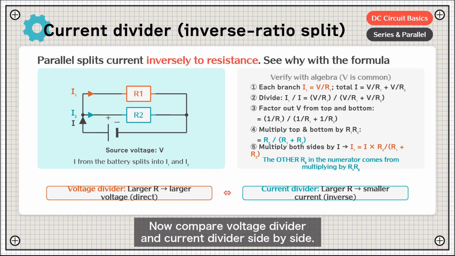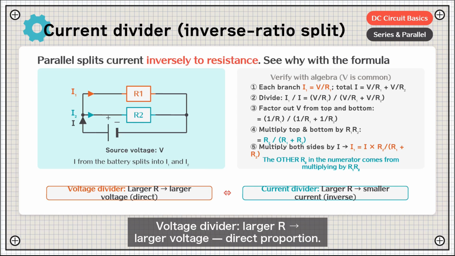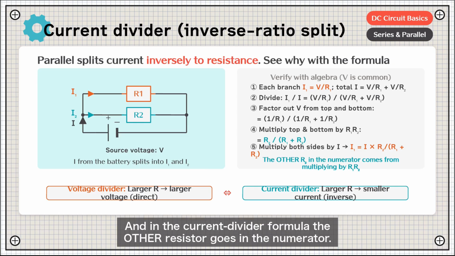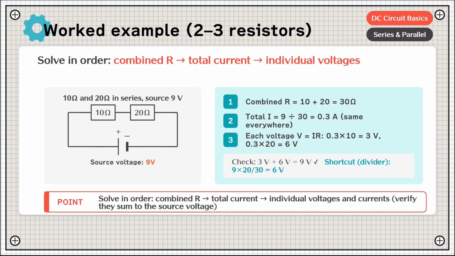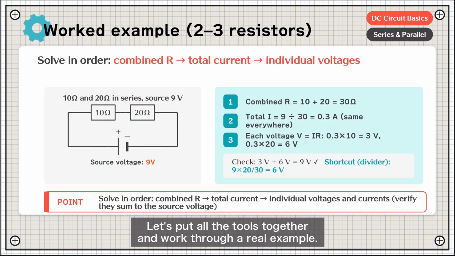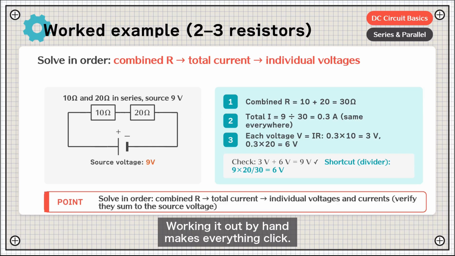Now compare voltage divider and current divider side by side. Voltage divider: larger R to a larger voltage, direct proportion. Current divider: larger R to a smaller current, inverse proportion, opposite directions. And in the current divider formula, the other resistor goes in the numerator. That is the most common mistake, so make sure it sticks. Let's put all the tools together and work through a real example. Working it out by hand makes everything click.